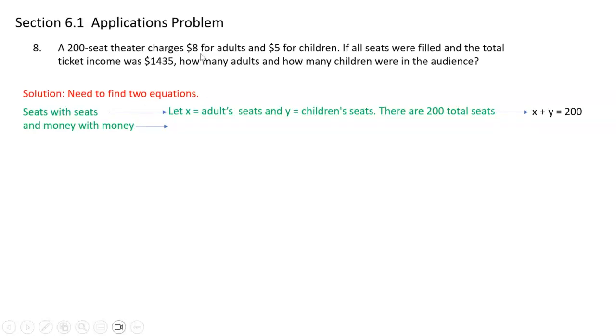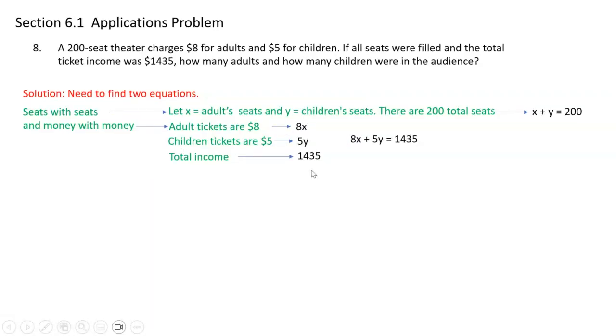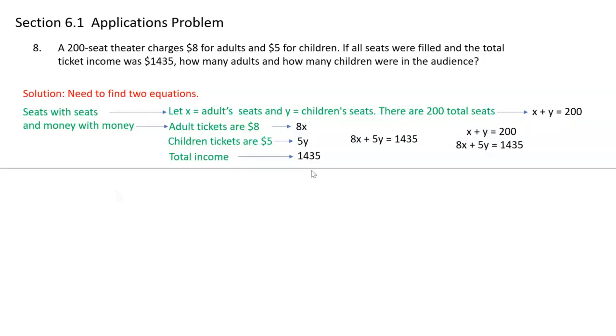Now we're going to do money with money. It's $8 for adults, and adult tickets are represented by x, so it's going to give us 8x. Children's tickets are $5, so since children's seats is y, this is going to give us 5y. And the total income is $1,435. So here's my second equation: 8x plus 5y equals 1,435. Now I have both equations, 1 and 2.